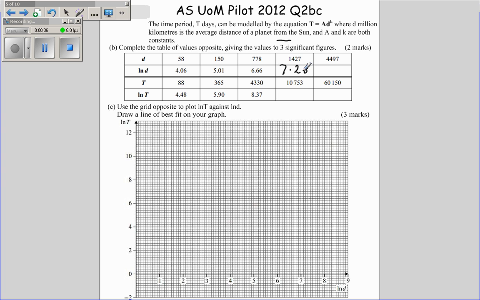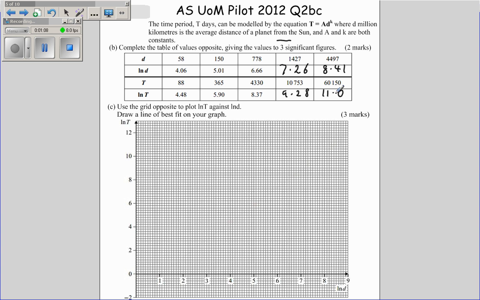7.26. And similarly for the next one, 4497, take the natural logarithm of that, and to three significant figures, I'm getting 8.41. And then for the bottom row, take the natural logarithm of 10,753, I'm getting 9.28. And then finally, the natural logarithm of 60,150, to three significant figures, is 11.0. That's all that's needed for part B.